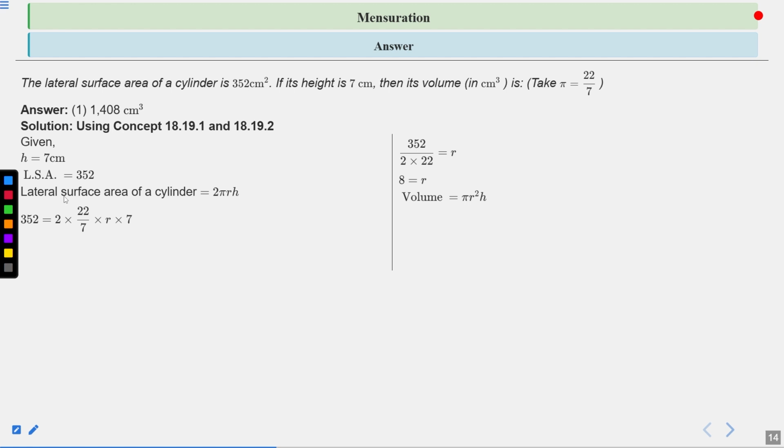Now we can calculate the volume, which is pi r square h. So 22 upon 7 into 8 into 8 into 7. The 7s will be cancelled out. 8 into 8 is 64, multiplying by 22, we get the volume. So when we multiply it, we get 1408 cubic centimeter. So first one is the correct answer of this question. Next one.